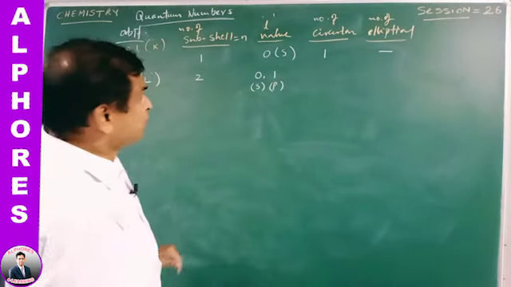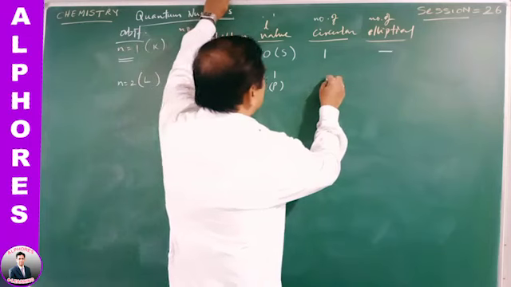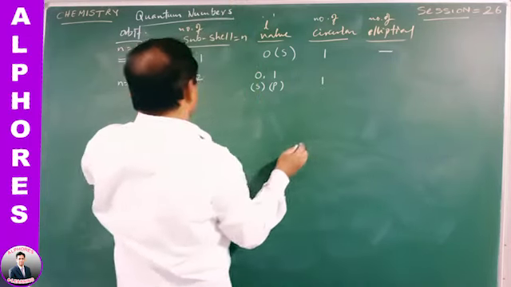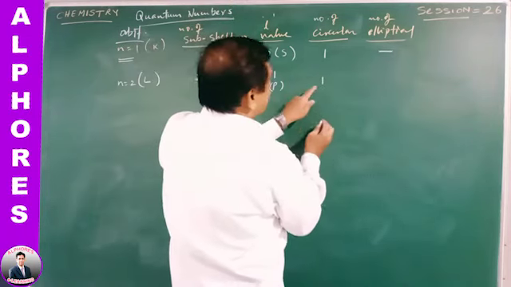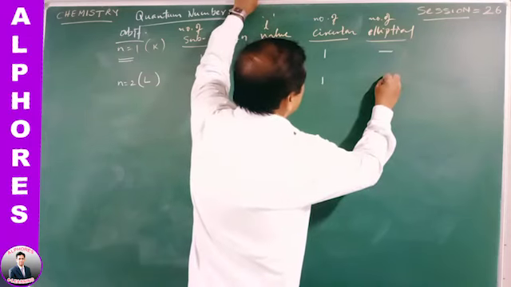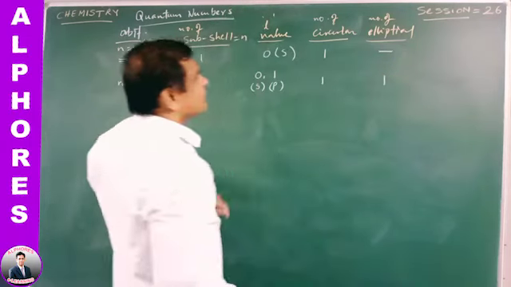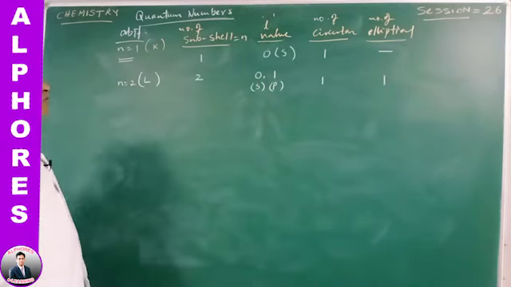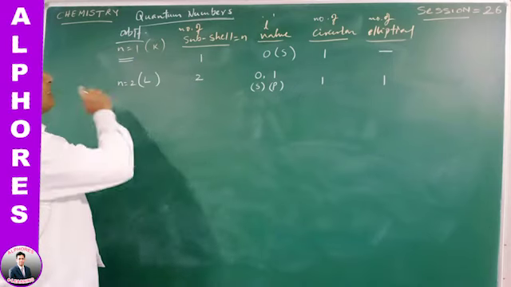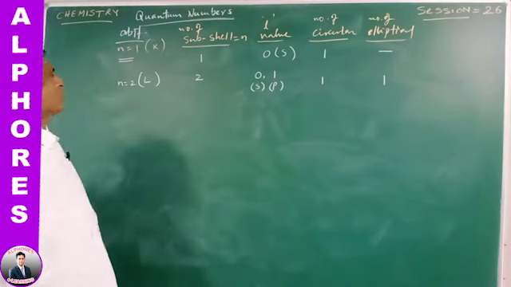Okay, and out of them, one is circular. Yes, total we have 2 suborbits. One is the circular suborbit, the second one is the elliptical suborbit. Circular is 1 and elliptical is also 1. Okay, that is the data in the second orbit.